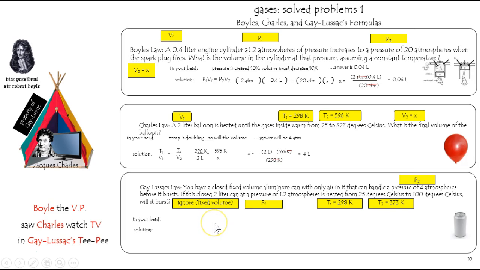So if you were in a hurry, you could just say no, and you could explain your reasoning, or you could be quantitative about it by setting up the problem. First, write the formula. Replace those little letters with numbers that have units as well. Cross multiply, solve for x. And we see that as predicted, it didn't get anywhere near 4 atmospheres. And so that aluminum can would not burst. These are three gas law problems.